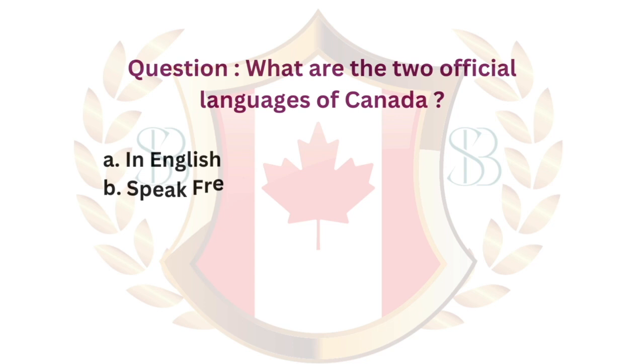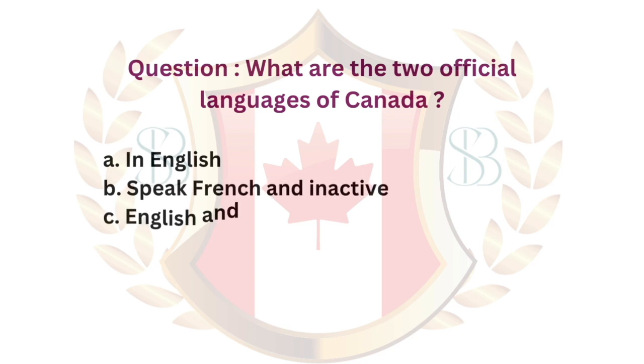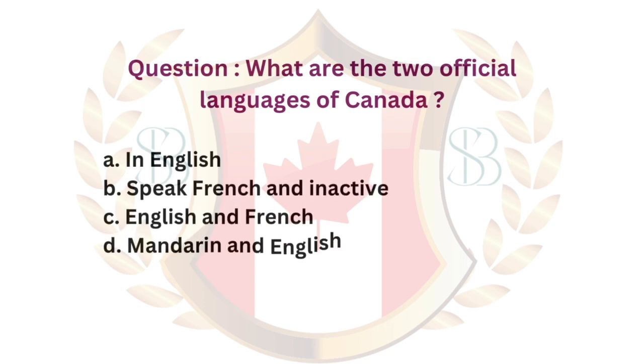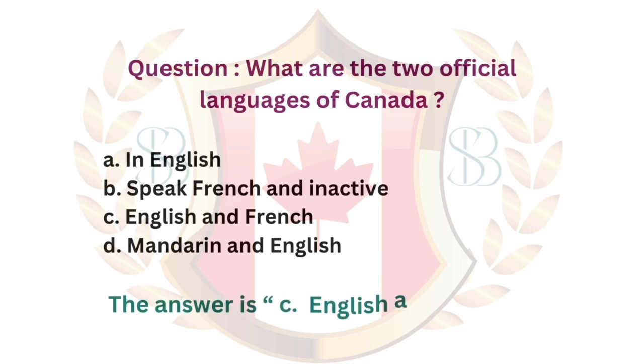Question. What are the two official languages of Canada? A. English. B. Spanish and Italian. C. English and French. D. Mandarin and English. The answer is C. English and French.